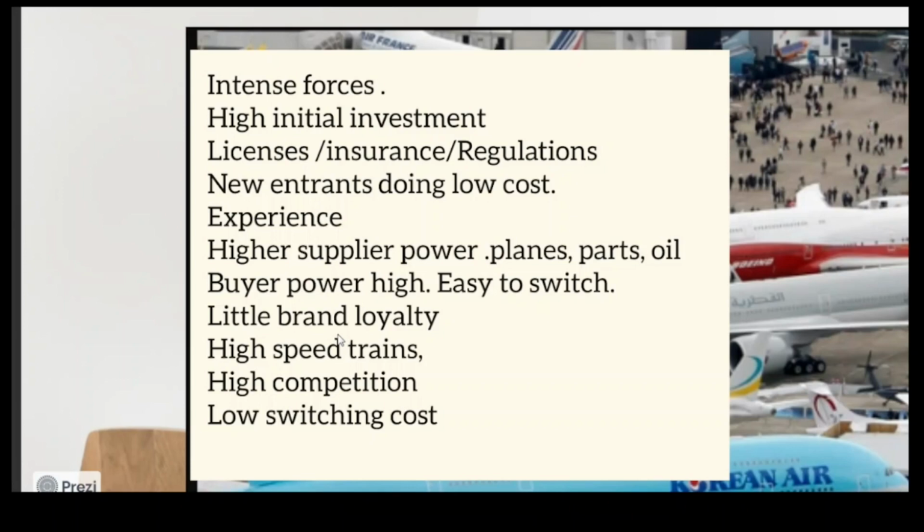Buyers have high power. Customers can easily switch from airline to airline. Very little brand loyalty. Being Sri Lankan, we may love to fly Sri Lankan, but we have other choices, sometimes at less cost. And yes, substitution is there, especially in places like Europe and China, even Japan, with high-speed trains going actually faster than the planes, at lower cost. Competition is high on every air route, and the switching cost, that means for a buyer, it's so easy to switch from one airline to the other, so it's low switching cost for him.